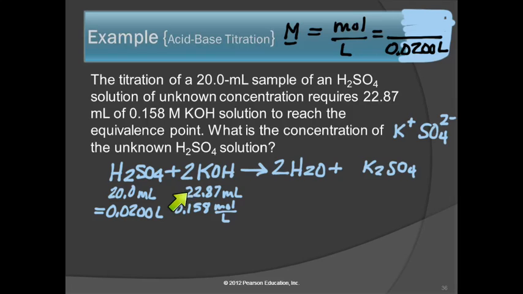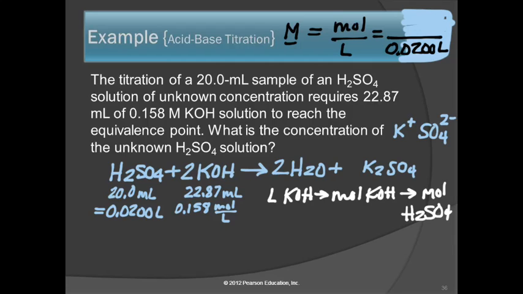Using solution stoichiometry, I can take this volume of KOH and convert it to moles of KOH and then convert it to moles of sulfuric acid. That's what I want to have happen here. So I'm going to take liters of KOH to moles of KOH to moles of H2SO4. And that's what I'm going to plug in up here to calculate the molarity of the solution.